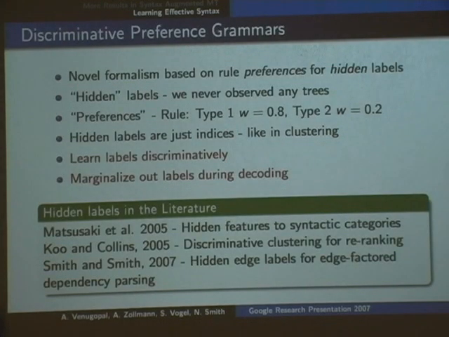So we actually propose an extension, a novel formalism, that's based on preferences for hidden labels. Right? So these hidden labels, the supposed syntactic structure behind the sentence, is never actually observed on any trees.